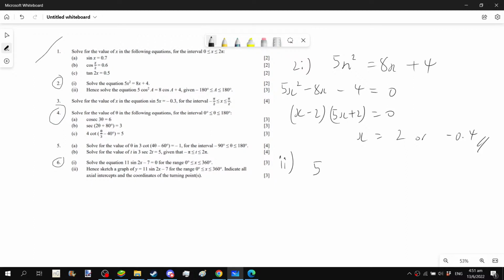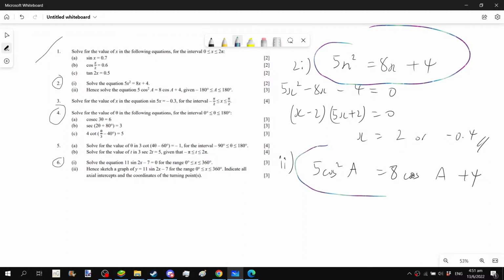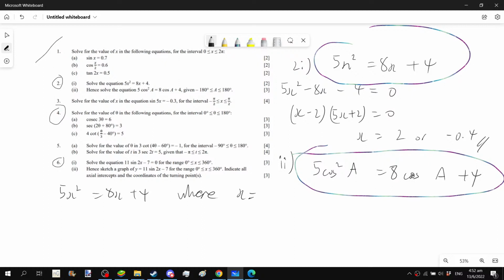So we have 5 cos squared A equals 8 cos A plus 4. And I think it's very obvious that it is meant to match our part 1. The only difference is that x has evolved into cosine A. So in other words, we actually just have 5x squared equals 8x plus 4, where x is equal to cosine A. And so we can borrow our part 1 answer, which is 2 or negative 0.4.